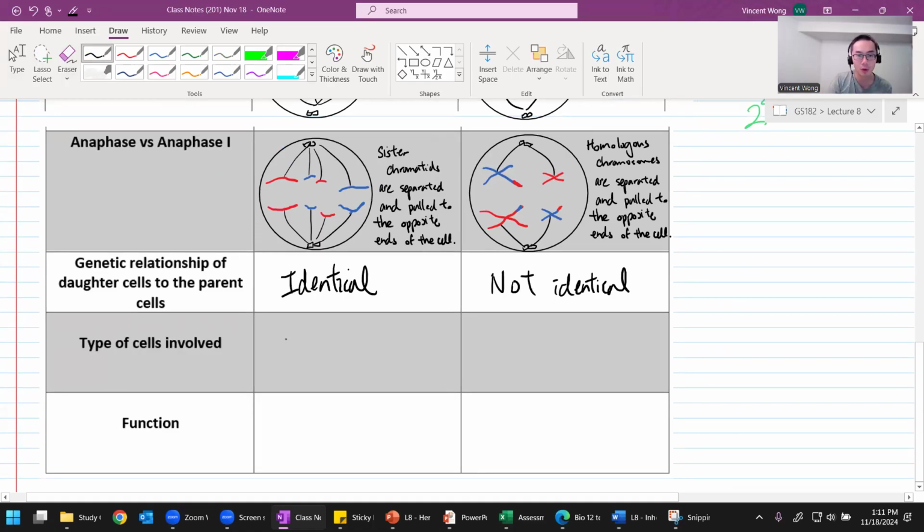Type of cells involved, somatic cells. These are bodily cells. And over here, these are germ cells. Okay. The gametes, the sperm and the eggs, they are the end product. Sperms don't produce more sperms. Eggs don't produce more eggs. The germ cells will create more sperms or more eggs by undergoing meiosis.